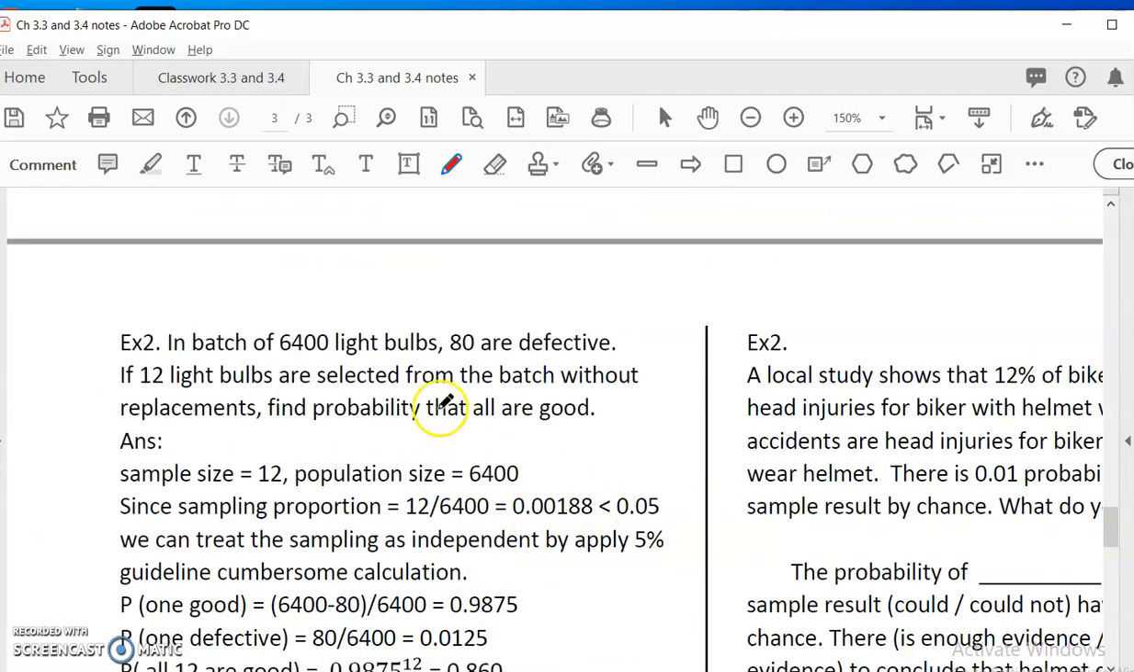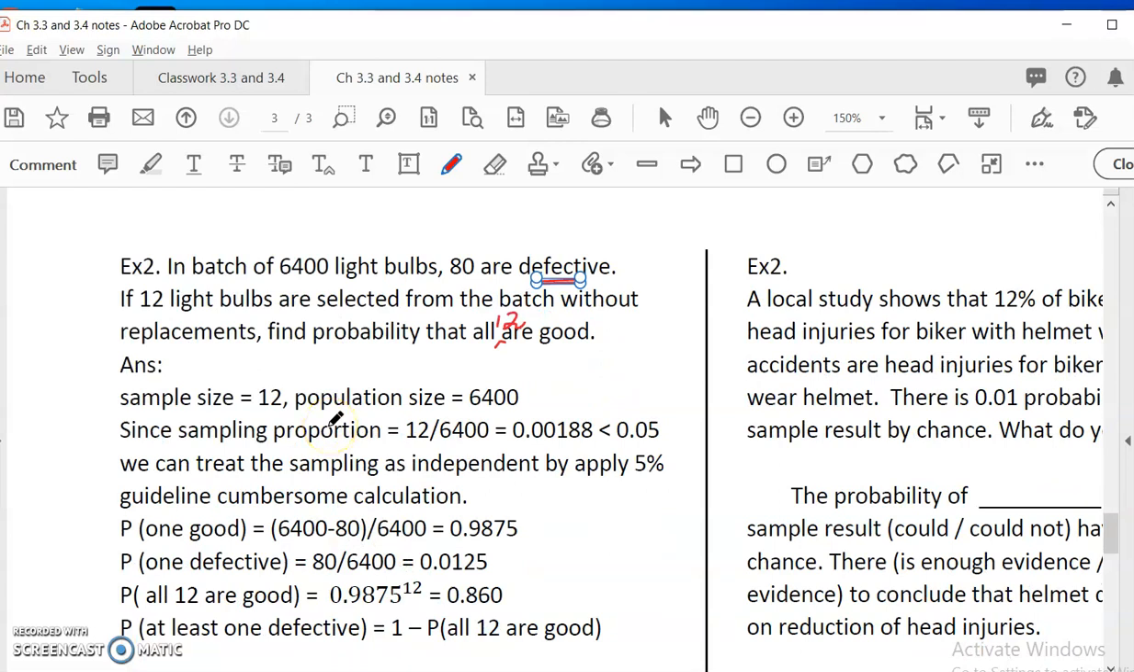Second example, we have the population size. This population is a batch of light bulbs, 6,400 light bulbs, but some of them are defective. Defective is the one that you are trying to find. So you are trying to get a sample to see if there are some defective ones, right? So you select 12. There are only 80 defective ones, so what is the probability that all 12 are good, meaning not defective?